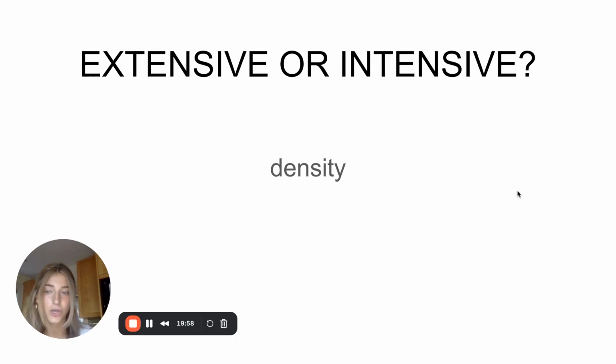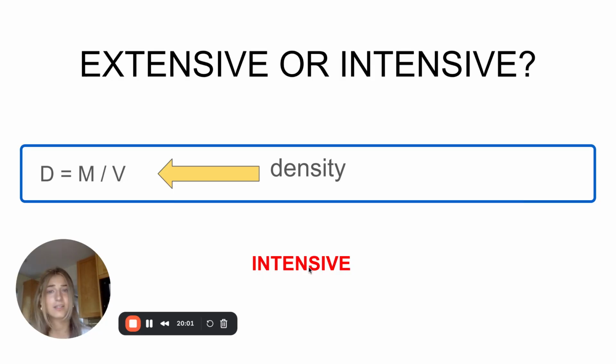Density. 3, 2, 1. This is intensive, and it's really important to know the equation for density: mass divided by volume. Density is not extensive because as something gets bigger, both the mass and the volume will increase with it. So you're not changing your value for density because mass and volume will be going up in the same ratio to each other. But it varies from material to material.